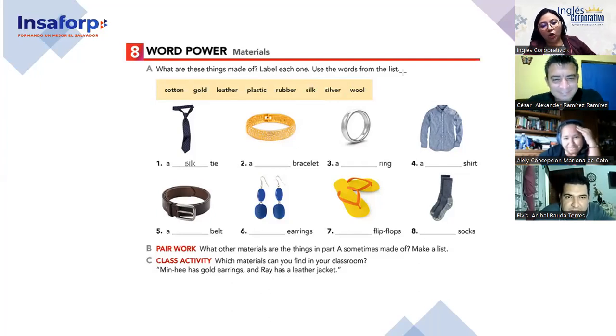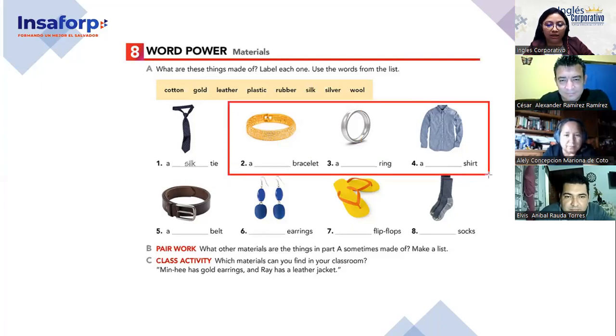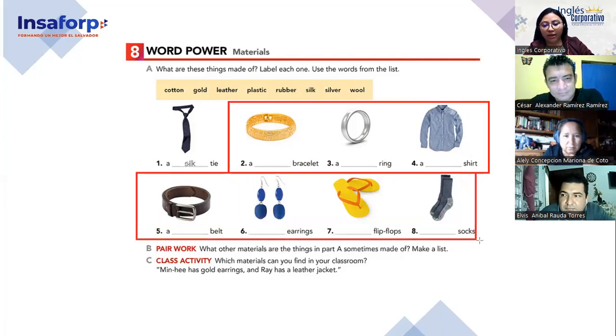Lana. So I need you to identify. Le doy un minuto, look at the picture. Do not tell me the answers. Try to identify the material for picture number 2, 3, 4, 5, 6, 7, and 8. Identifiquemos el material from this picture or these items. One minute, and then you are going to tell me.